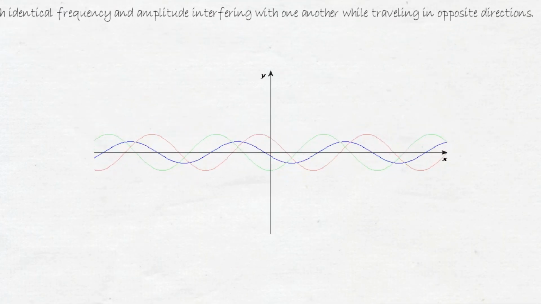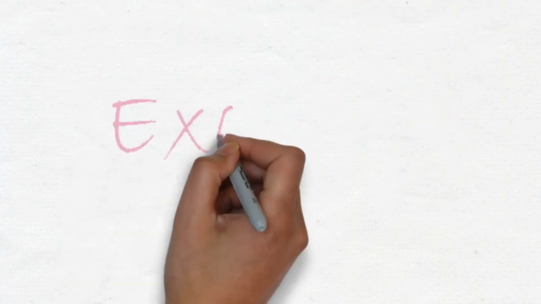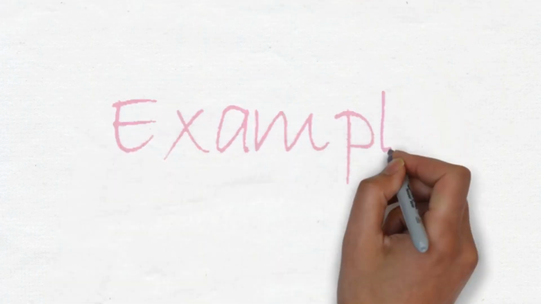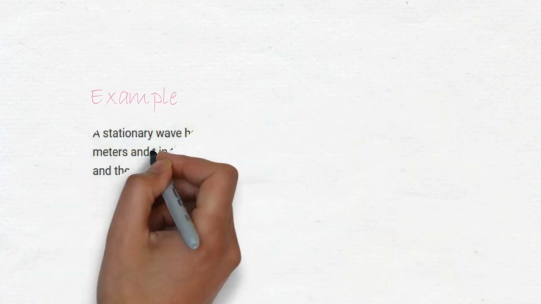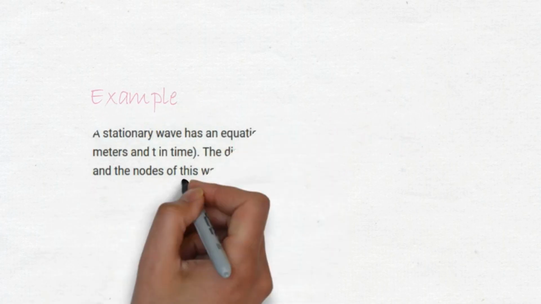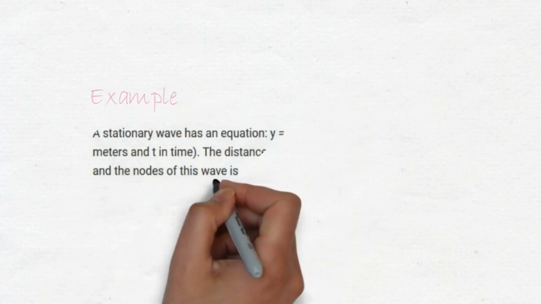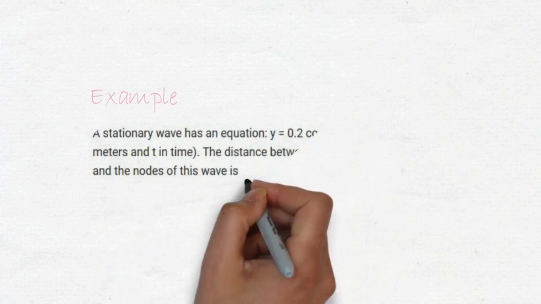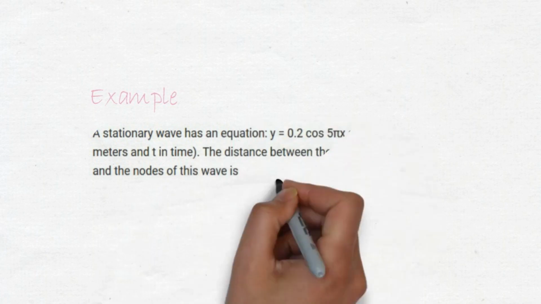Now let's move to the example of the standing wave. As we can see in the picture, the wave has the equation y equals 0.2 cos(5 pi x) sin(10 pi t), where y and x are in meters and t is in seconds. And the question is, the distance between sequential antinodes and nodes of this wave is? Let's try to solve this one.